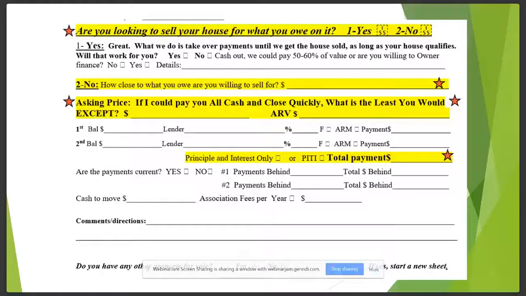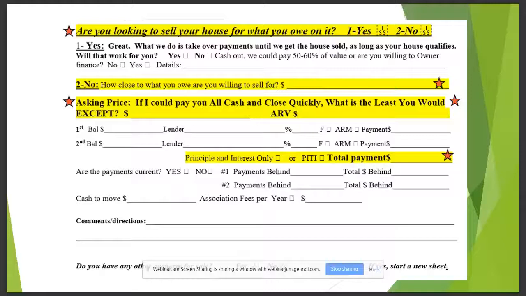So one of the first questions: are you looking to sell the house for what you owe on it? I love this question. Because the moment they say, yes, I am looking to sell the house for what I owe on the property, then you don't need to negotiate. It's done. The next question is, well, how much do you owe? When I learned that, I was like, that is genius. Am I looking to sell the house for what I owe on it? Yes, no. They say yes, boom, done.